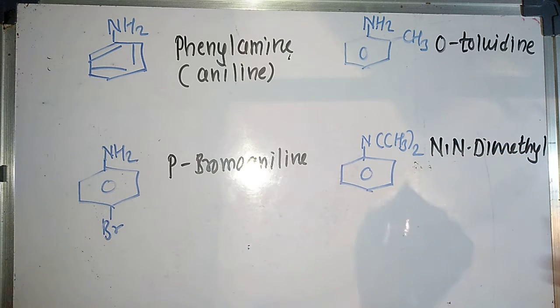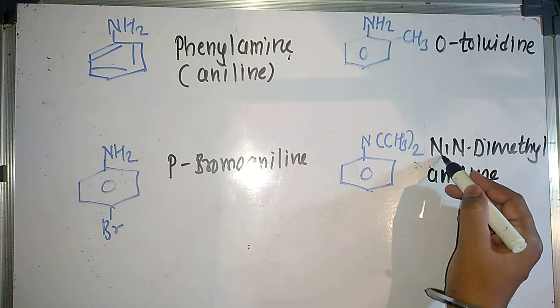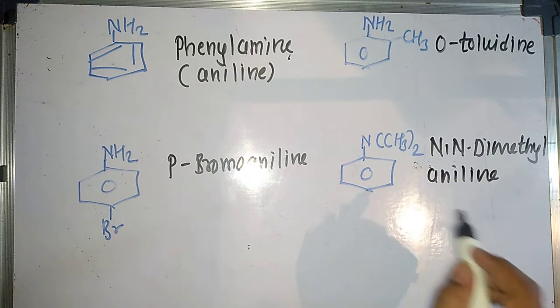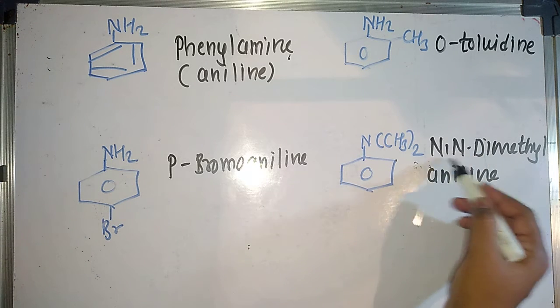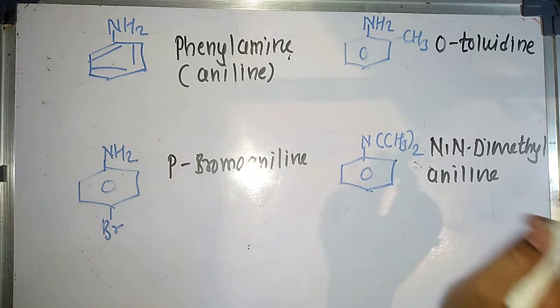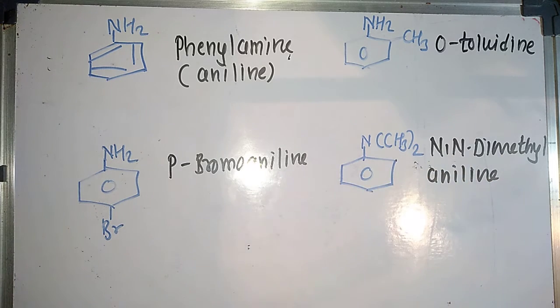What does this N,N indicate? This indicates both methyl groups are attached to the nitrogen atom. If the methyl groups are attached to the benzene ring, then we could mention it by the number or position, that is ortho, meta, para. But here we need to mention N,N so that we can identify that these alkyl groups or methyl groups are attached to the nitrogen atom and not to the benzene ring.